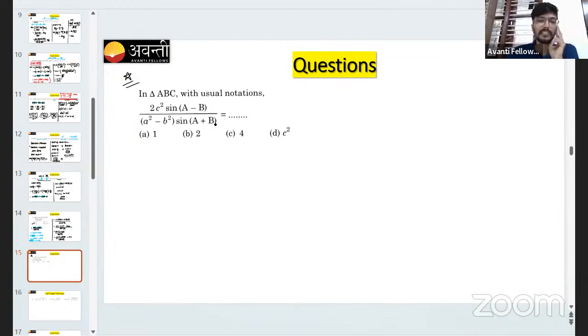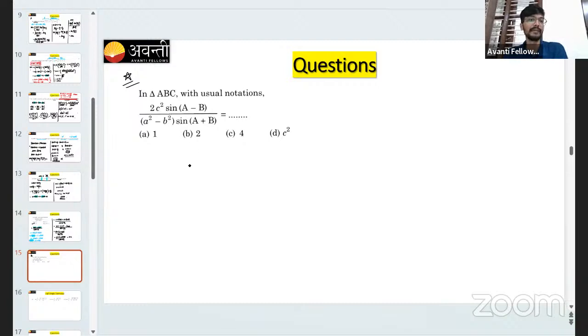Analyze the question first. See, in options, I have 1, 2, 4 C square. Basically it means I have a constant and I have a side. I have a constant and I have a side. That means I don't want angles. So I'll convert angles to sides.